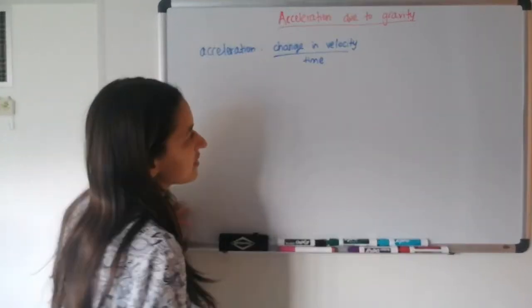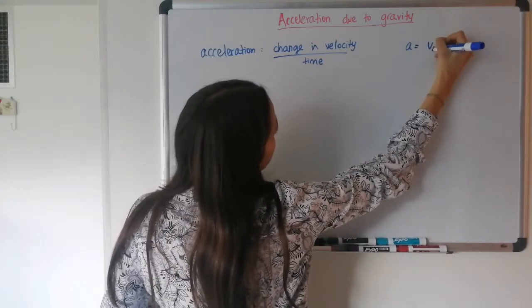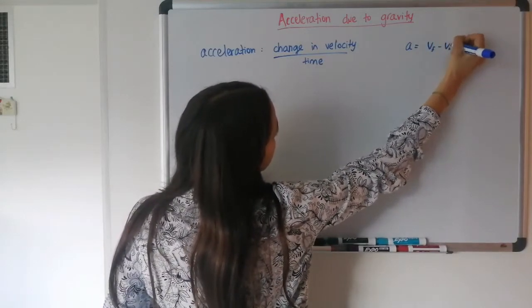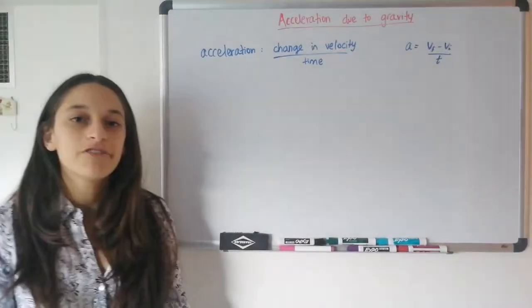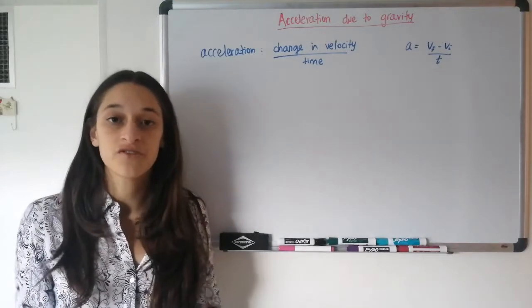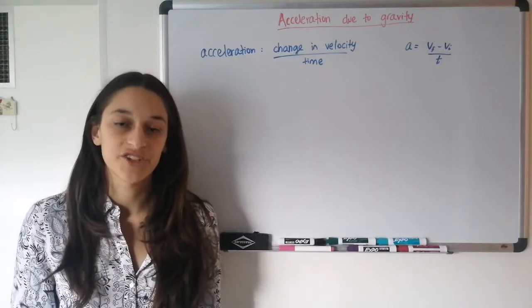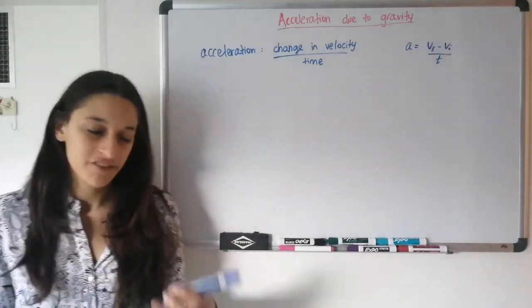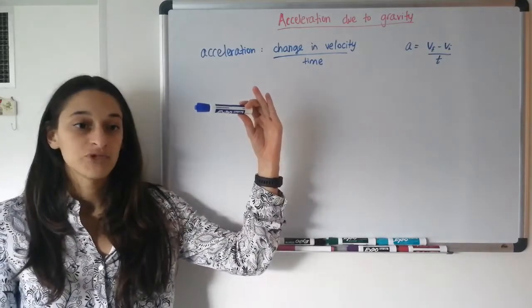So if we were to put it as an equation, it would look like this. There's a final velocity minus an initial velocity over a certain time. Every time that you have a final velocity that is different from the initial velocity of an object, there has to happen acceleration.